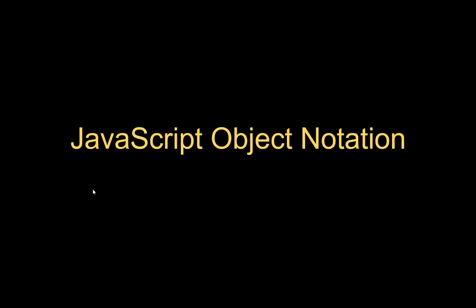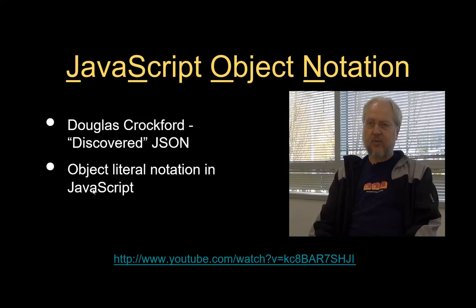So now we're going to talk about JavaScript Object Notation, or JSON. JSON was discovered by Douglas Crockford, and it's not a new language. It has been used before, but Mr. Crockford documented it and put it on the json.org website. So again, JavaScript Object Notation, or JSON.